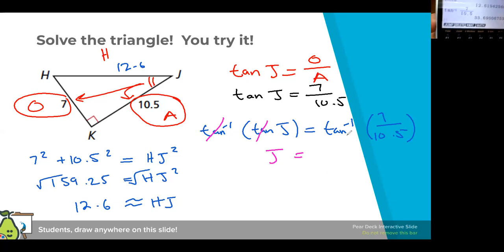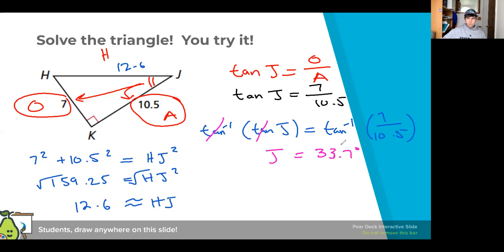And see right there, I get 33.69. So we're going to round that to 33.7. Again, I'm just choosing to round to one decimal place. You should be told on a given problem what to do.